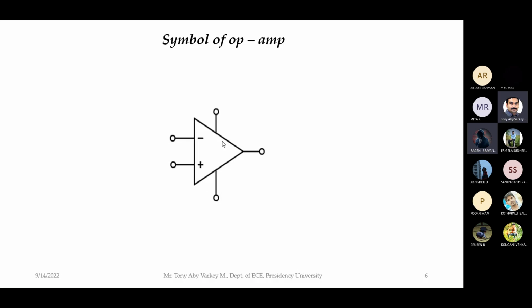So can you tell me what this input will be called? It is shown here as minus. Can you guess? What are the two inputs of the op-amp? Do you remember from the previous slides? We told, right? There are two inputs and one output. What are the names of those two inputs? Anybody?